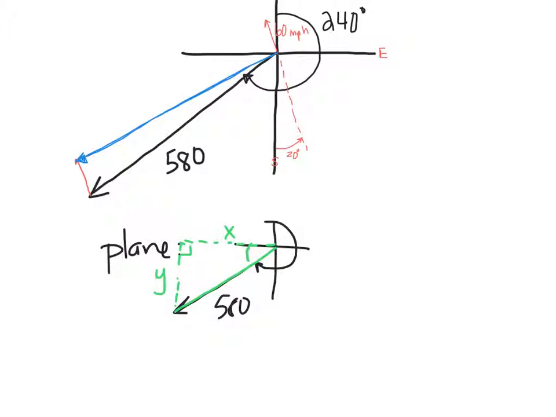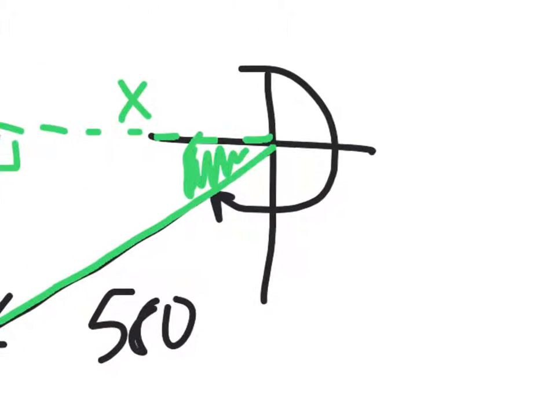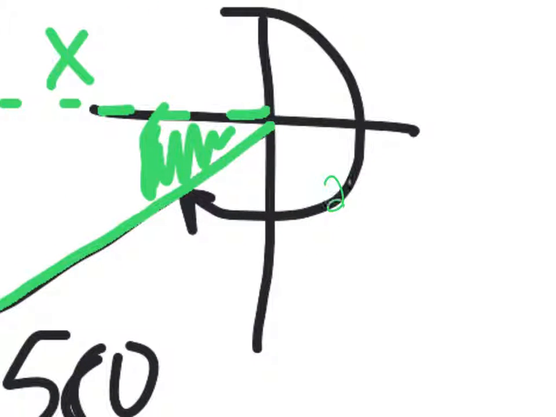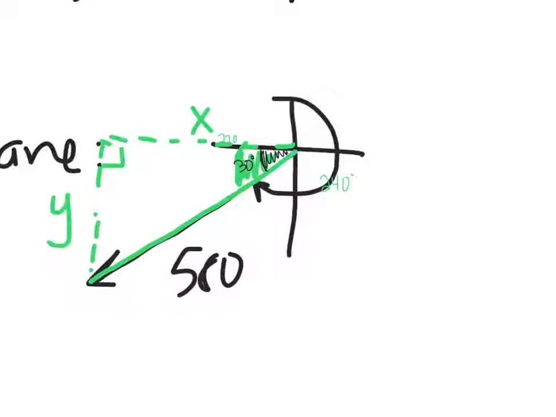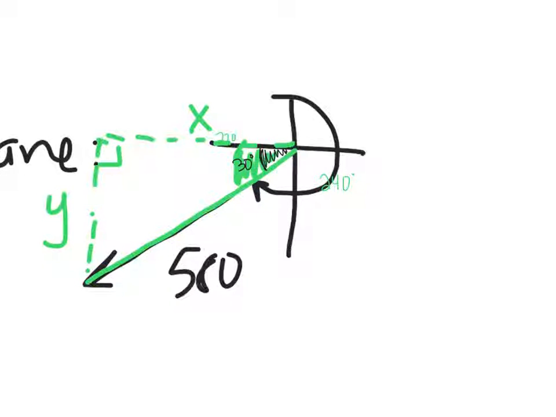So we need to figure out what this angle is in order to do that. We know the whole entire thing is 240, and exactly west is 270, which means this little angle in here has to be 30 degrees. Whenever we're trying to make a linear combination, we have to use the angle formed with the x-axis, because notice that's where our right triangle is. So we always use that right triangle.